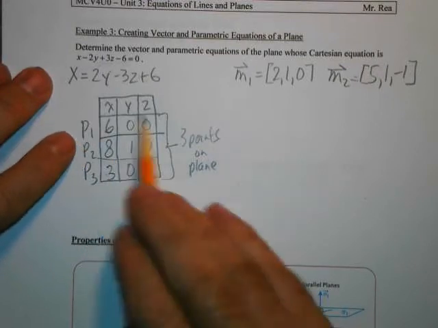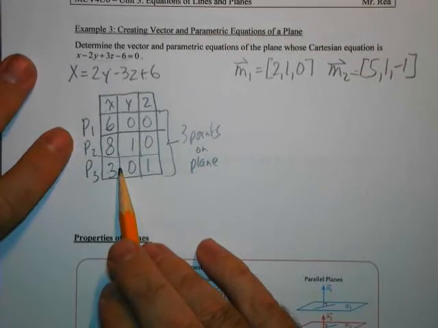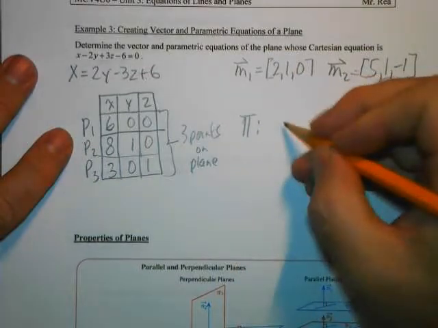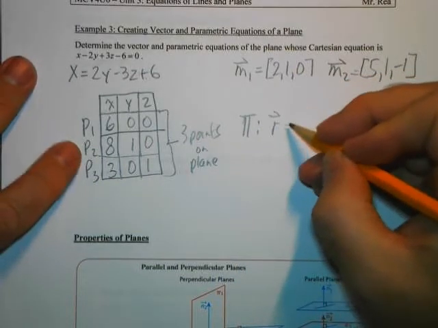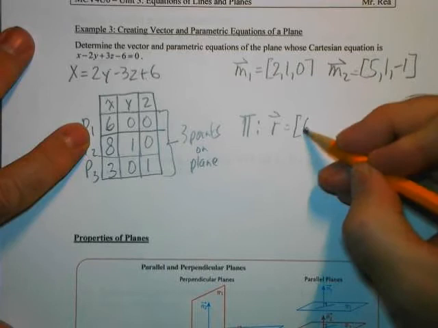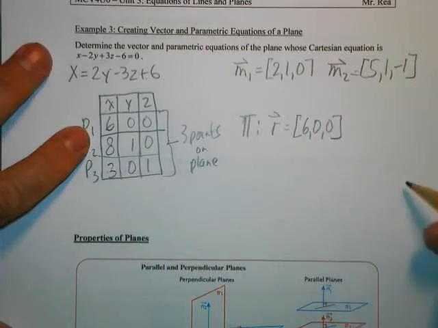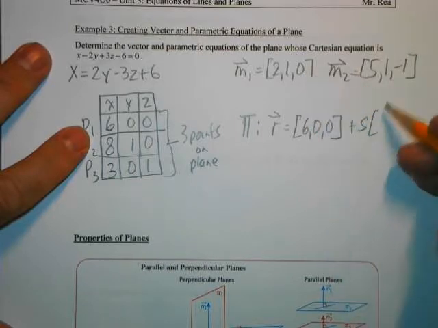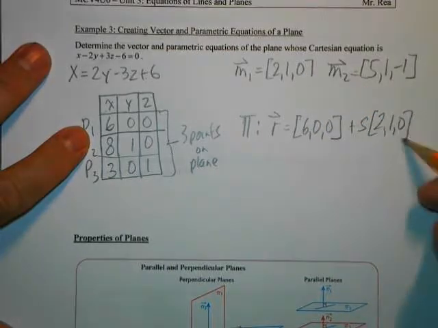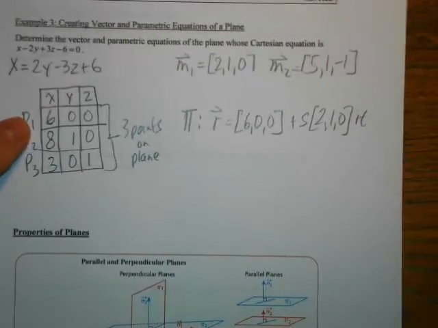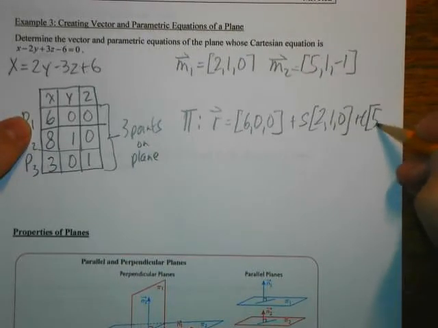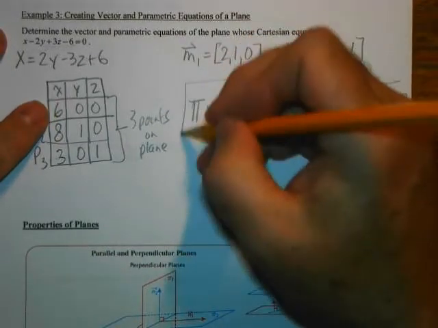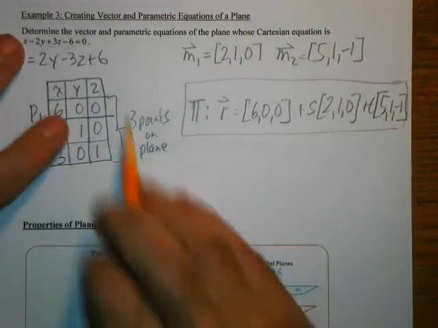Now I need a point. I could take any one of these points to create my position vector. So here's my equation. r is equal to, I'll use the first point, 6, 0, 0, as my position vector to that point, plus s times the first direction vector, plus t times my second direction vector, 5, 1, negative 1. And there's my equation.